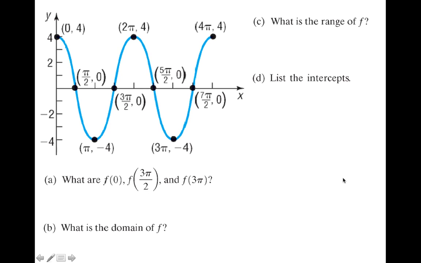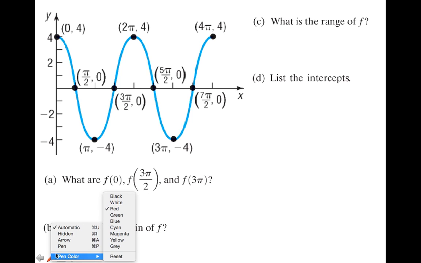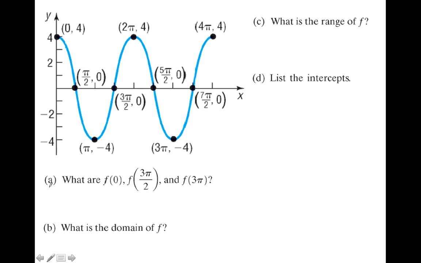Okay, some other things that we can learn from the graph. This is just reading points off the graph, basically. So for the first question, part A here, looking at this graph, what are f of 0, f of 3 pi over 2, and f of 3 pi? So this is asking three separate questions.